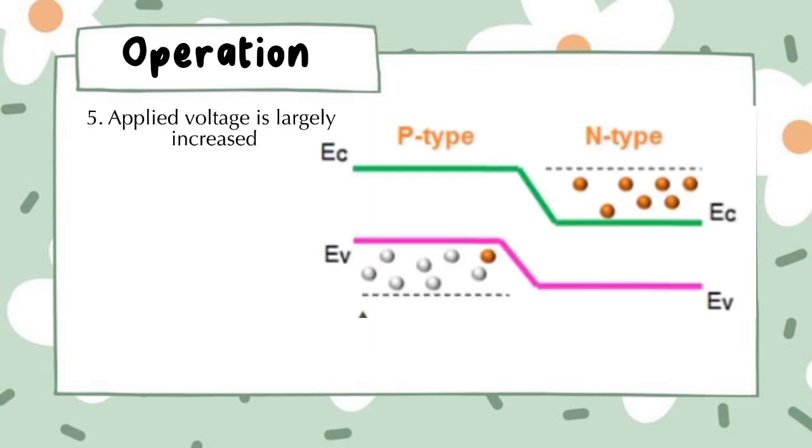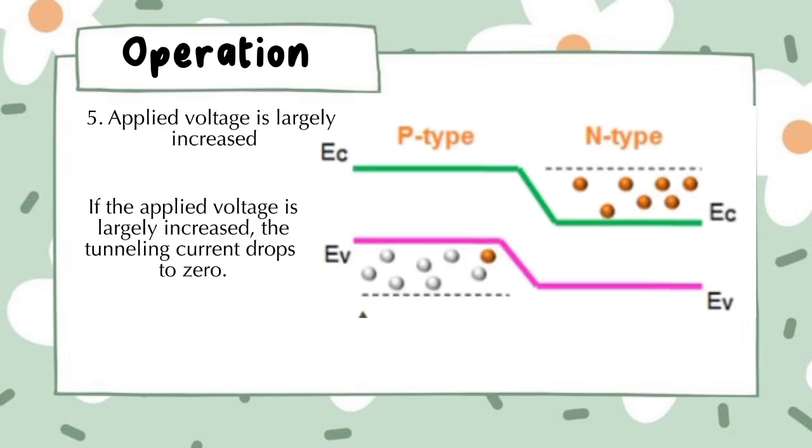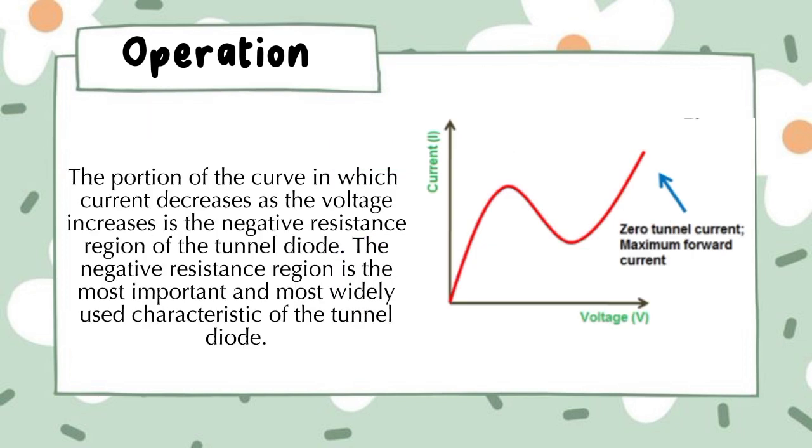5. Applied voltage is largely increased. If the applied voltage is largely increased, the tunneling current drops to 0. At this point, the conduction band and valence band no longer overlap, and the tunnel diode operates in the same manner as a normal p-n junction diode. If this applied voltage is greater than the built-in potential of the depletion layer, the regular forward current starts flowing through the tunnel diode. The portion of the curve in which current decreases as the voltage increases is the negative resistance region of the tunnel diode.